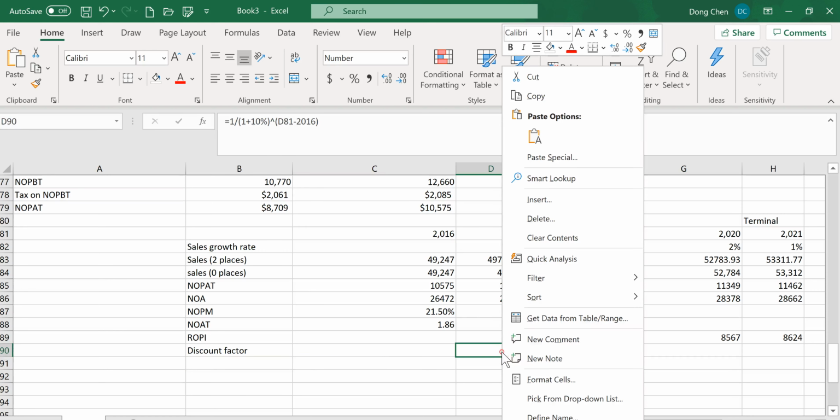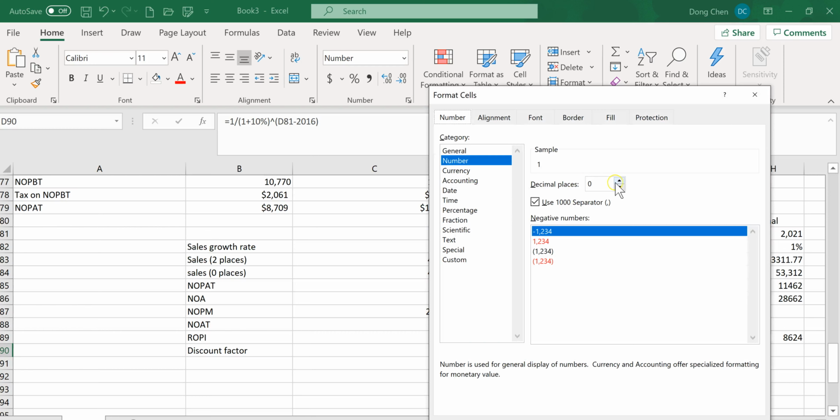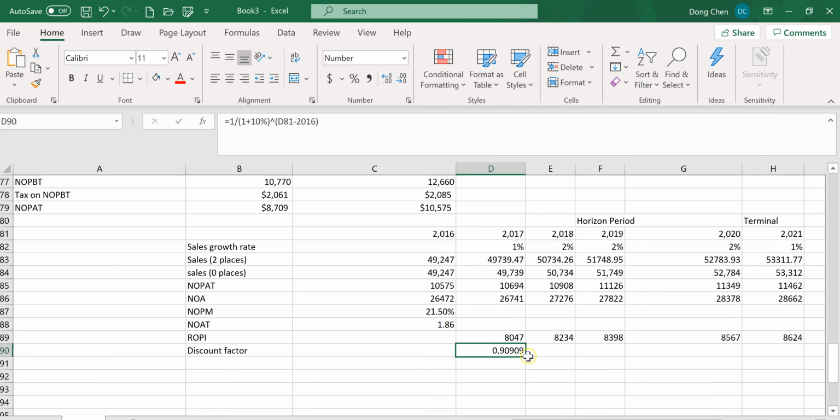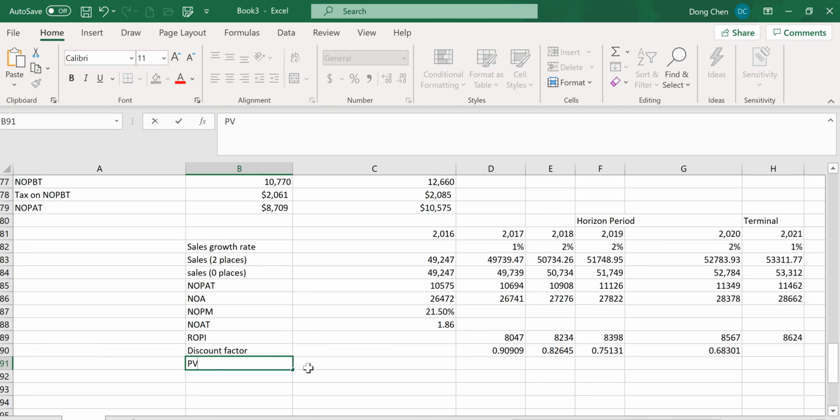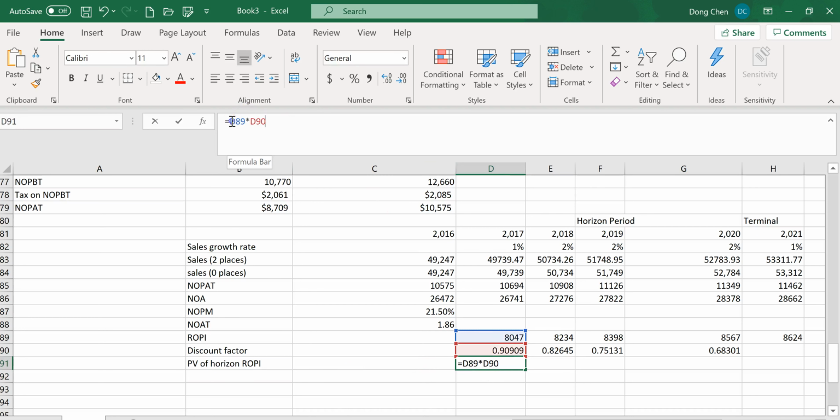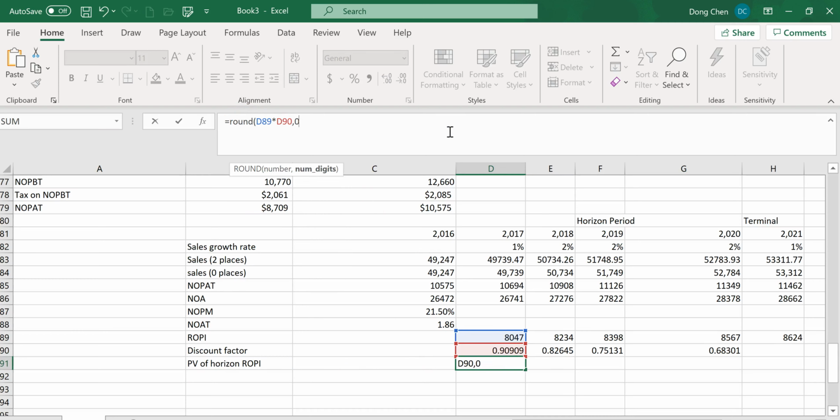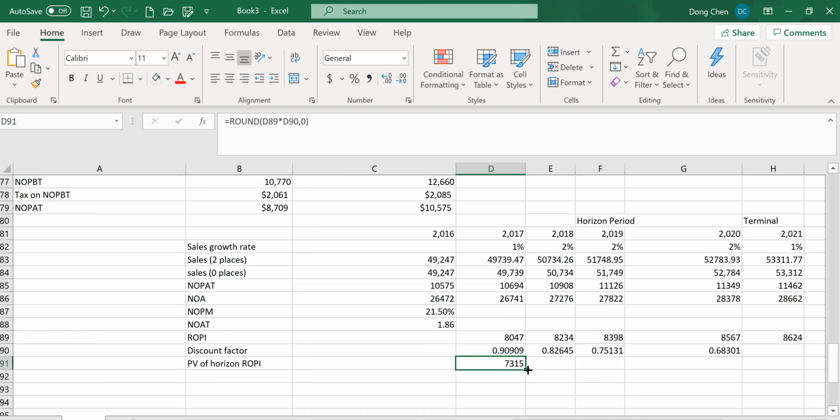And this is 1, and this is 1 because I didn't keep the required number of decimal places. So I need to put this to be 5. So now I can drag the cell all the way to the right. I don't need this for the terminal period. So now I can just calculate the present value of horizon ROPI. So this is simply the ROPI multiplied by its corresponding discount factor. Again, I need to round this number to the whole dollar, and I need to drag the cell to the right, stopping at the final year of the horizon period.